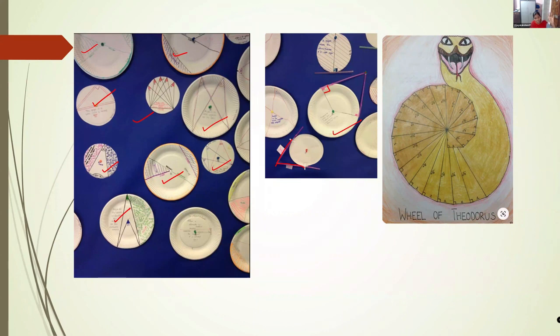So instead of recalling the statement every time, we can show this and then tell the statement, and children will be able to understand. Right? So next we have the Wheel of Theodorus, again the square root spiral. Isn't it, teachers? Do you like these projects? Yes, ma'am. You can utilize those things.